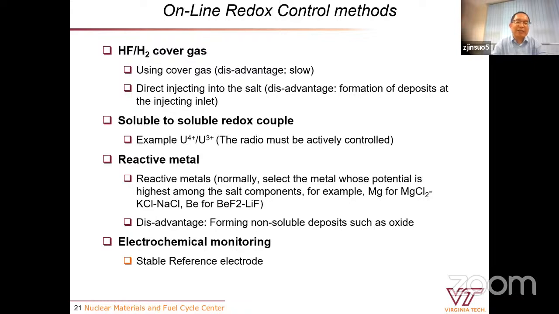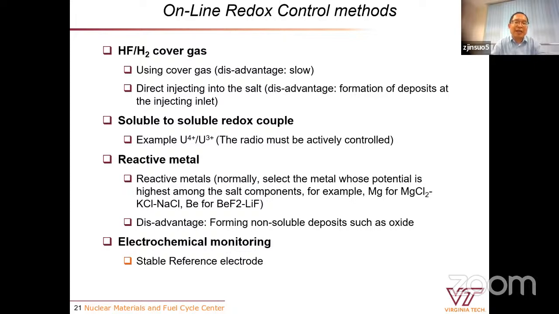The other method is to use a soluble redox couple. This includes uranium 4+ to uranium 3+. You control the ratio, so you can also control the redox potential and reduce your corrosion as well. And the third method is to use a reactive metal. For example, in the beryllium fluoride, lithium fluoride mixtures, you use beryllium. And for the magnesium chloride, potassium chloride, and sodium chloride mixture, you can use magnesium.